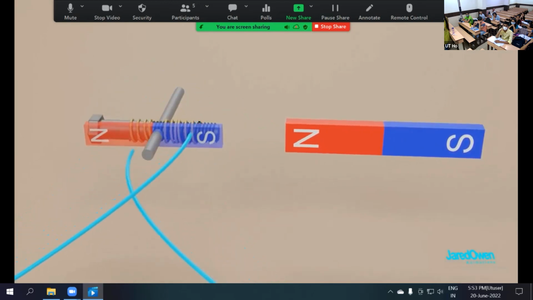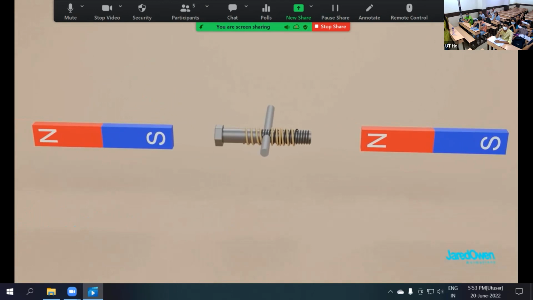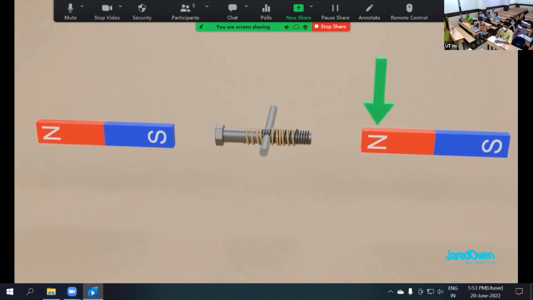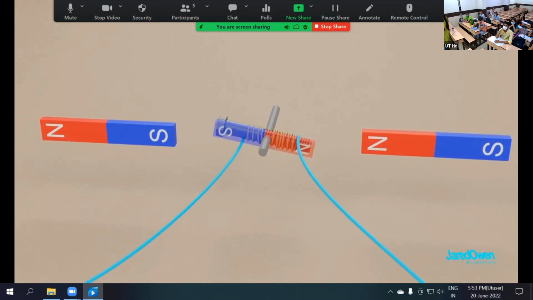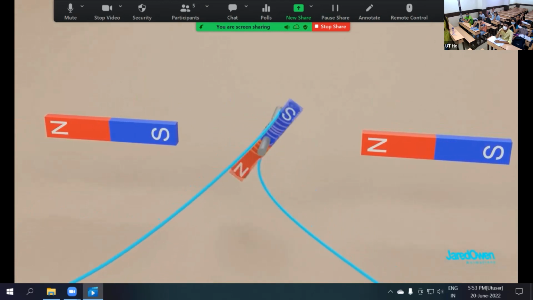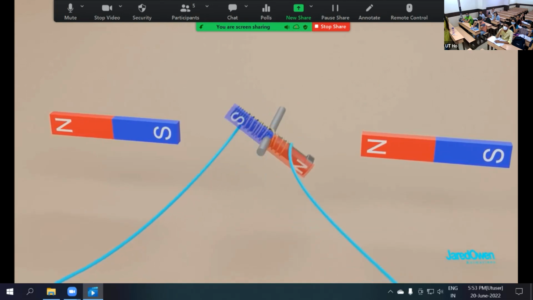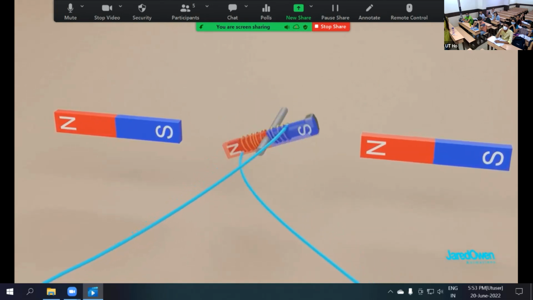To make this stronger, let's bring in another permanent magnet on the side. Notice how this side has the south pole towards the center, and this side has the north pole towards the center. The side magnets work together to spin the one in the middle. This right here shows the very basics of an electric motor, but we need to make a few improvements.